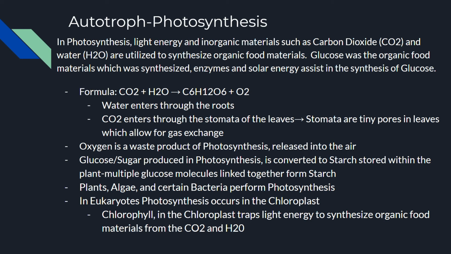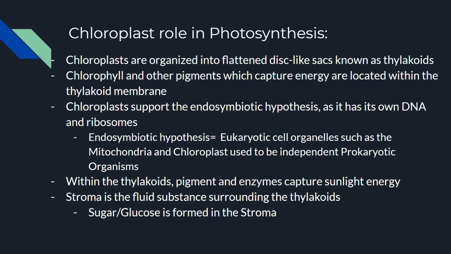In eukaryotes, photosynthesis occurs in the chloroplast. Chlorophyll is in the chloroplast. Chlorophyll in the chloroplast traps light energy, also known as solar energy, to synthesize organic food materials from CO2 and H2O. So, the chloroplast's role in photosynthesis: chloroplasts are organized into flattened discs, like sacs, known as thylakoids.